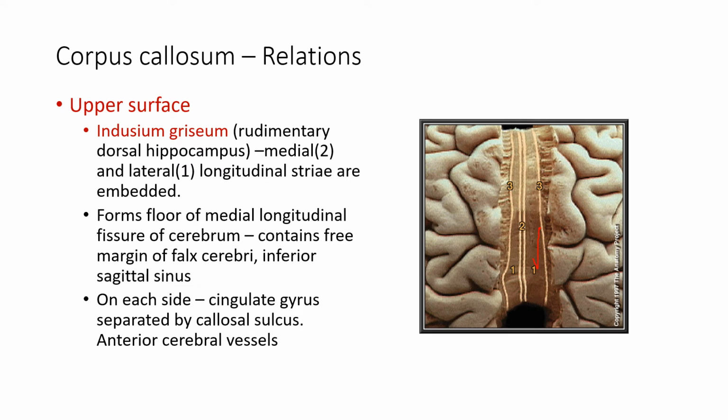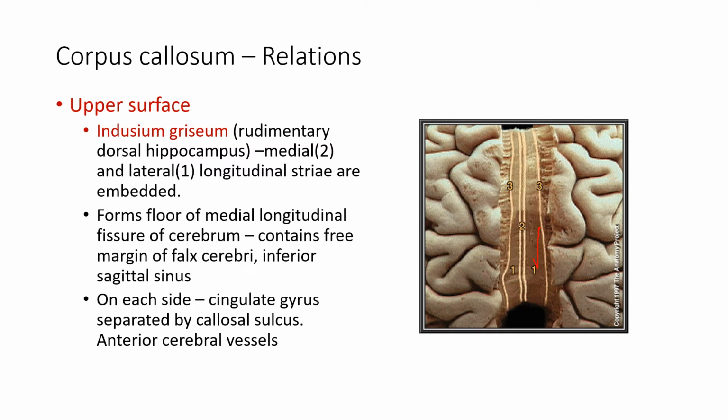This upper surface forms the floor of the medial longitudinal fissure of the cerebrum, which contains the free lower margin of the falx cerebri. You know, the falx cerebri is a sickle-shaped fold of dura mater having two margins: the superior margin containing the superior sagittal sinus, and the inferior margin, which is in contact with the upper surface of the corpus callosum and contains the inferior sagittal sinus.